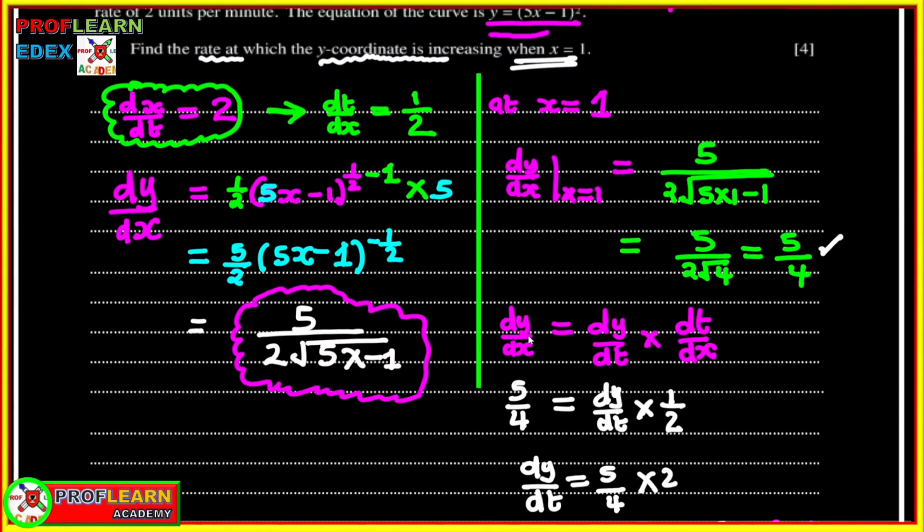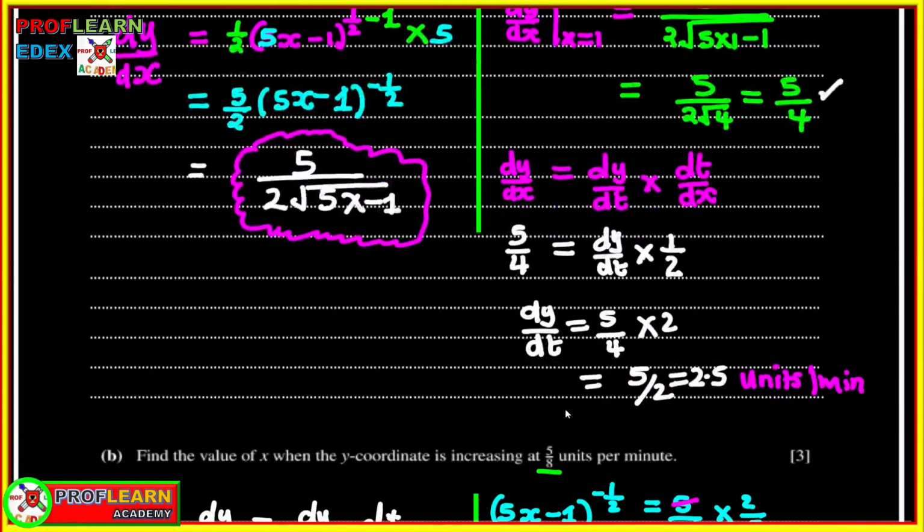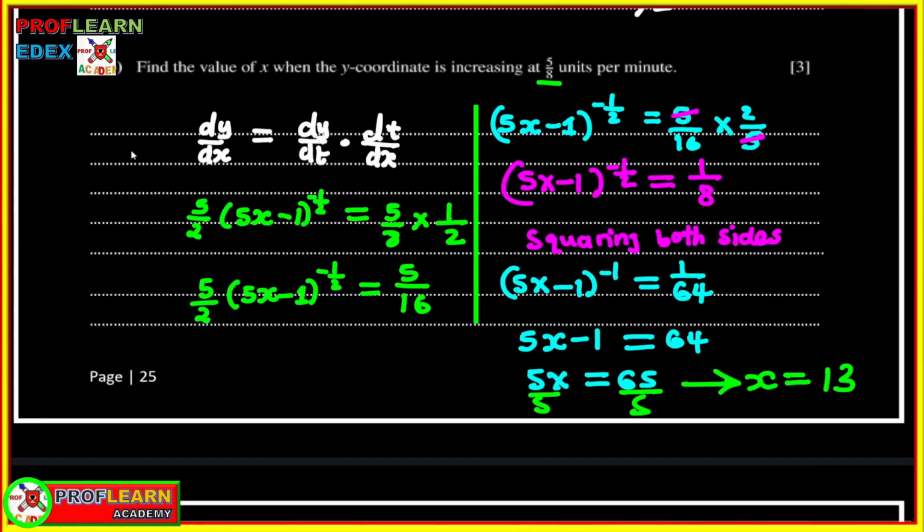Then once you have that, you can write dy/dx equals dy/dt times dt/dx. We know dy/dx is 5 over 4. dy/dt we don't know. That's the one that we are looking for, because we are finding the rate at which the y coordinate is increasing. And dt/dx is 1 over 2. Then substituting, we are going to get our dy/dt to be equal to 2.5 units.